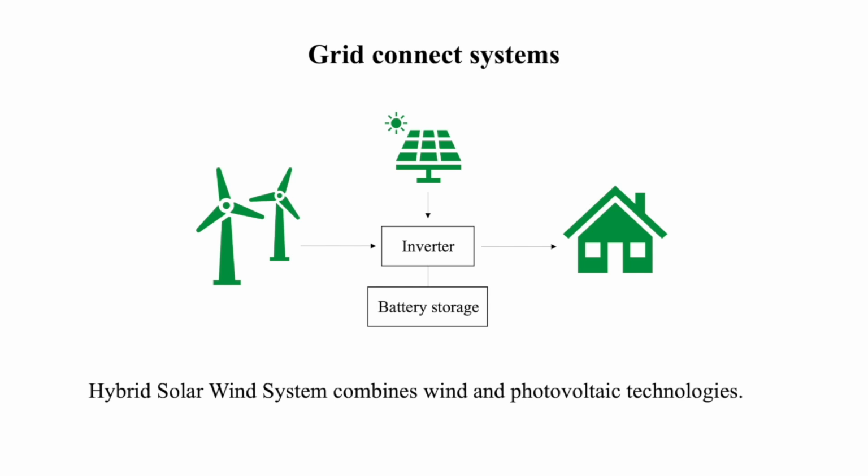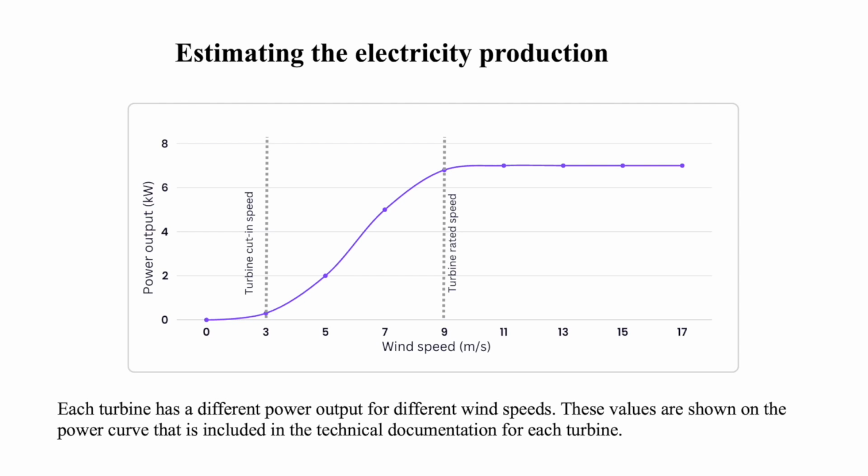If grid connection is not practical or desired, the supply stability must be augmented through diversification of production, for example, by using a hybrid solar-wind production and considerable storage facility. Each turbine has a different power output for different wind speeds. These values are shown on the power curve that is included in the technical documentation for each turbine. Let's take a generalized curve of a small wind turbine as an example.